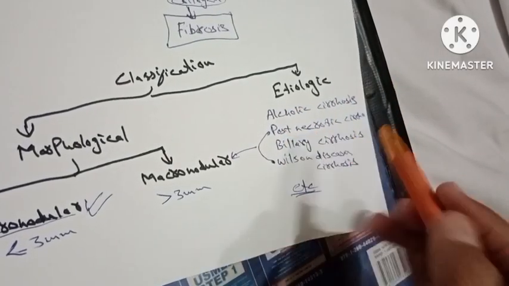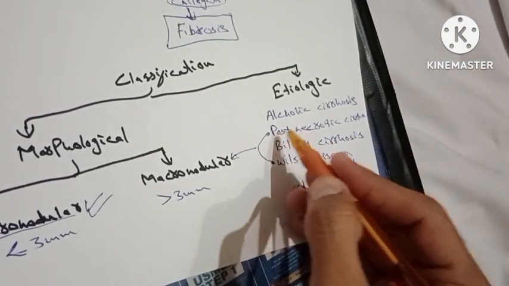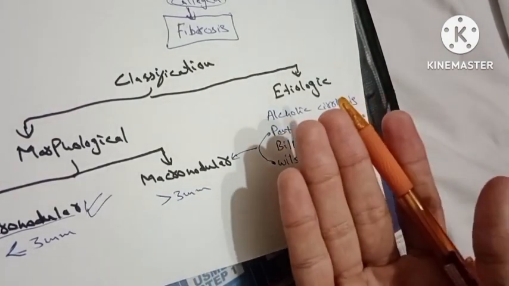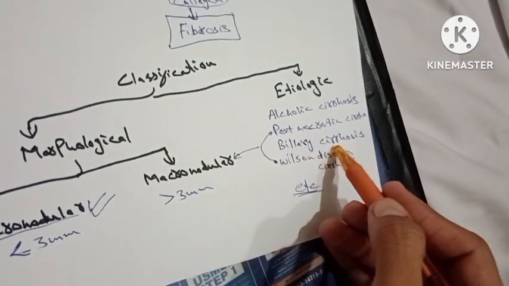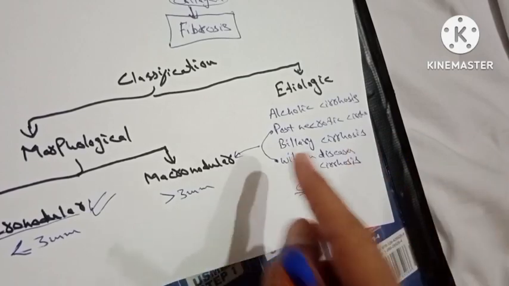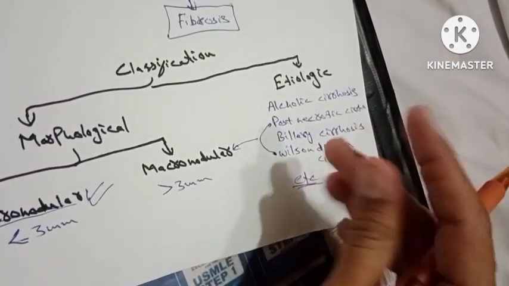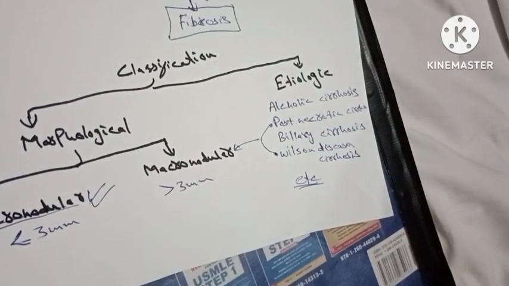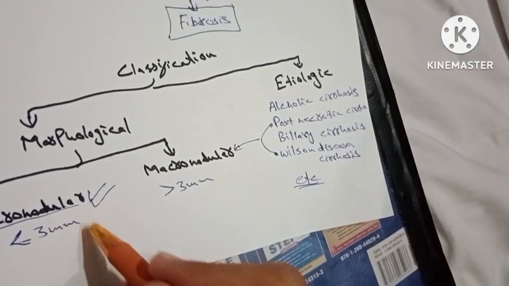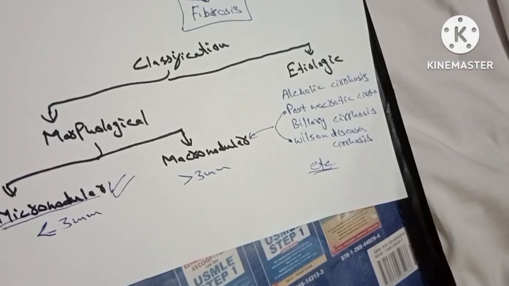Post necrotic cirrhosis is due to hepatitis B, C, D, which converts to the cirrhosis of liver or HCC. Okay, this is post necrotic cirrhosis. Biliary cirrhosis and Wilson disease cirrhosis. Only the post necrotic cirrhosis and Wilson disease cirrhosis, these both are the macronodular cirrhosis, while the rest all are the micronodular cirrhosis. Okay, hope you understand the classification of cirrhosis. Let's move to the clinical features of cirrhosis.